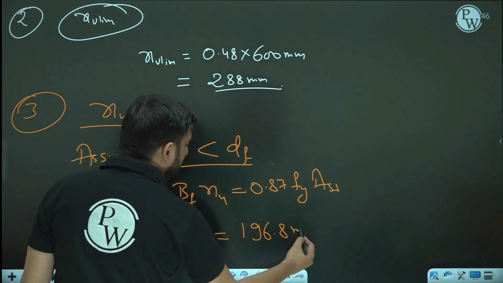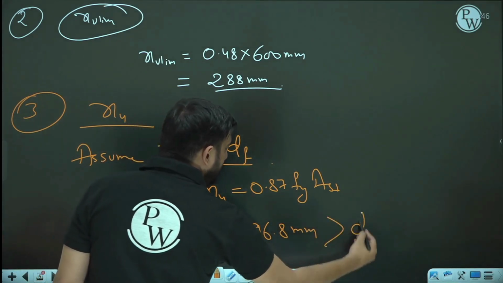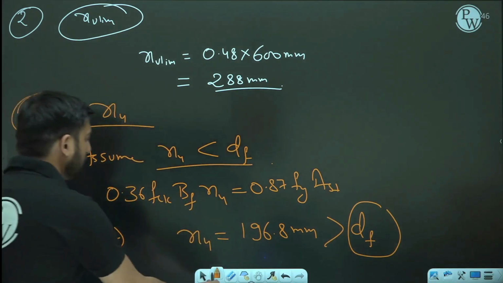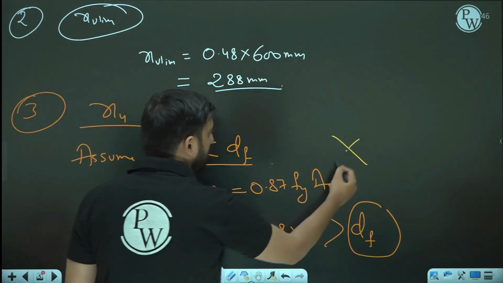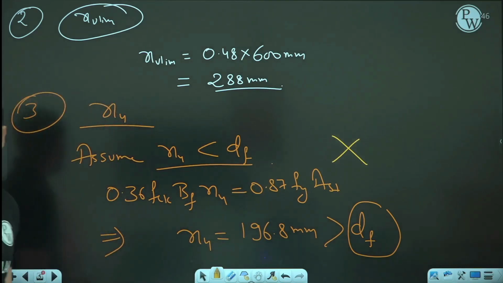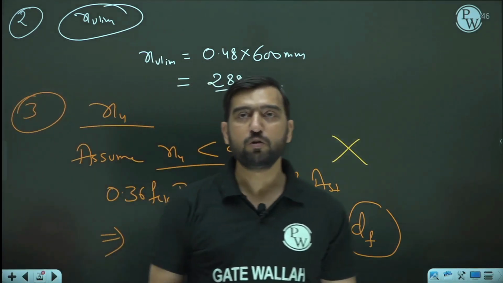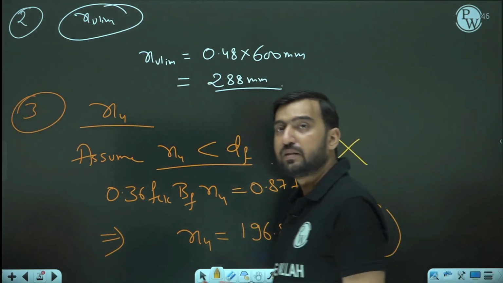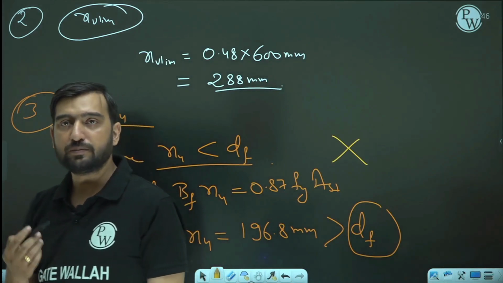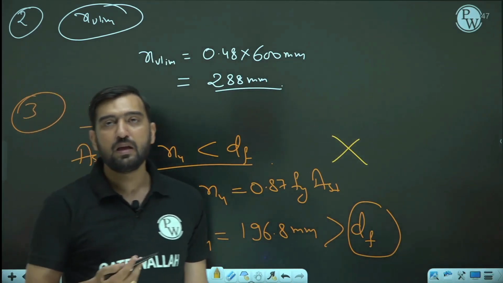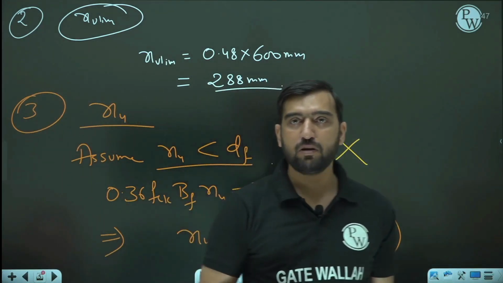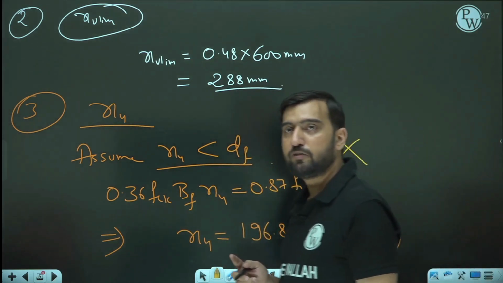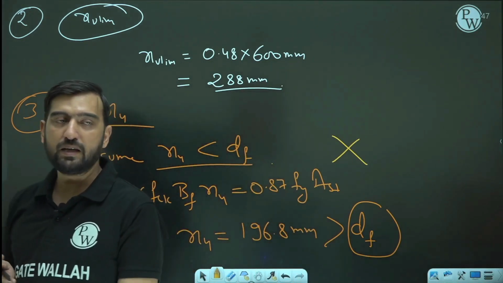and this XU is greater than DF, because DF is 100 mm. So it means this assumption is wrong. So what do we need to do now? We have to assume that my XU is greater than DF, and in that case I am also assuming that 3 by 7 of XU or XU lim is also greater than DF, so that we can use the DF formula. If that assumption fails, then we have to proceed with our last option. Is it clear?